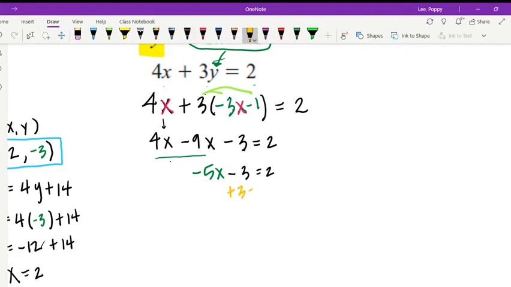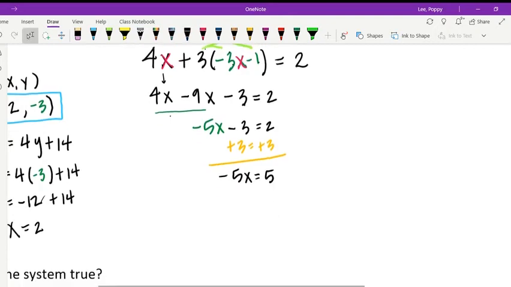Now we're going to add 3 to both sides. And you have -5x equals 2 plus 3 is 5. Divide each side by -5. And x equals, what is it? What's 5 divided by -5?